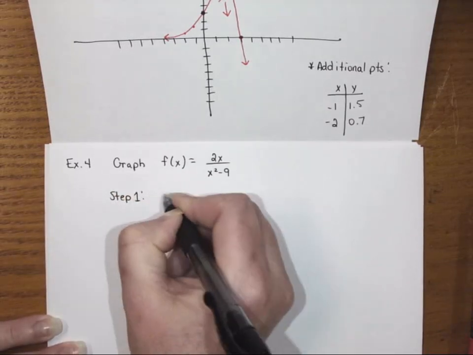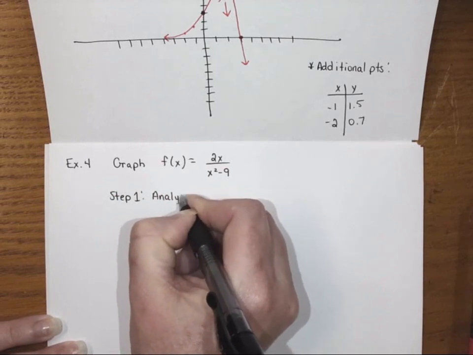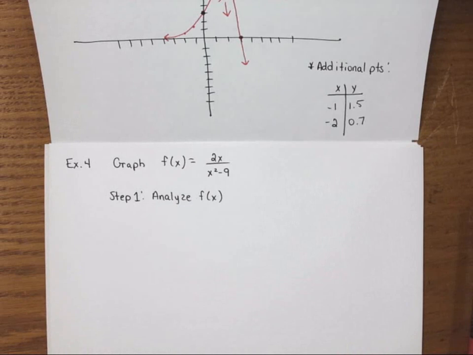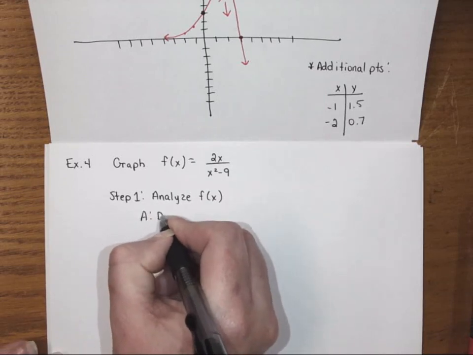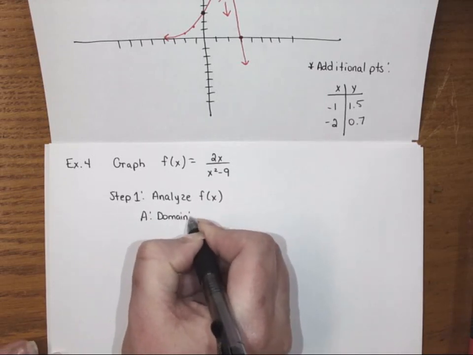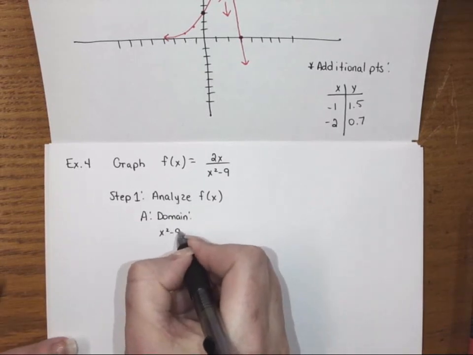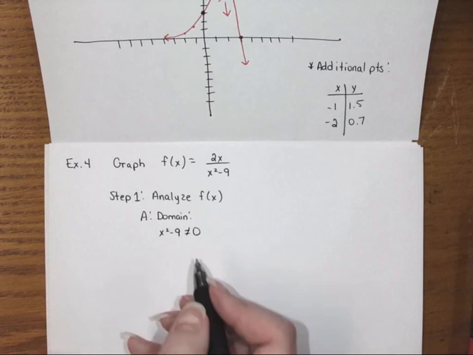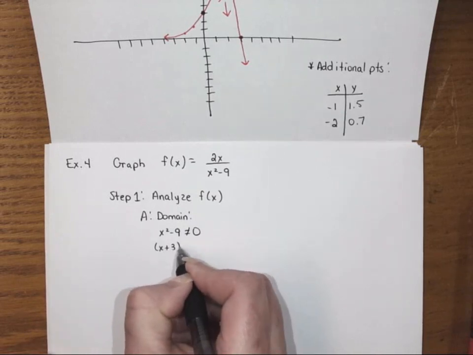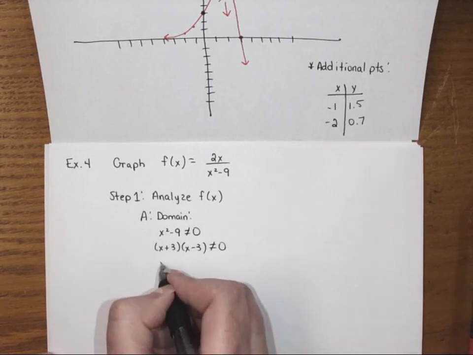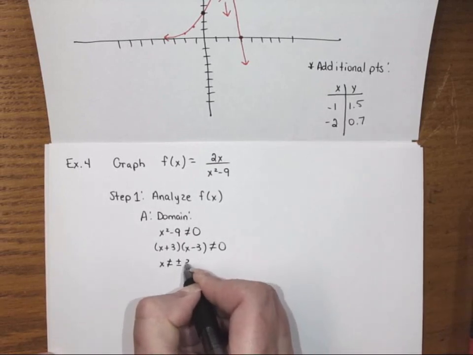So step 1. Analyze the original function. Okay, so this will be a good practice because there's actually some pieces to this function that there wasn't in the previous problem. So step A is to find the domain. We do have some issues with the domain here, right? What do we not want to happen with domain? We don't want the denominator to be 0. And notice it can be 0, right? If we factor this out, it's just a difference of squares. We get (x plus 3)(x minus 3), can't be 0. In other words, x can't be positive or negative 3.